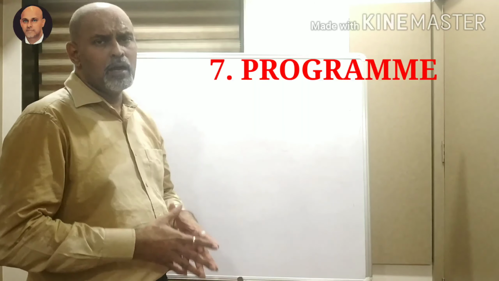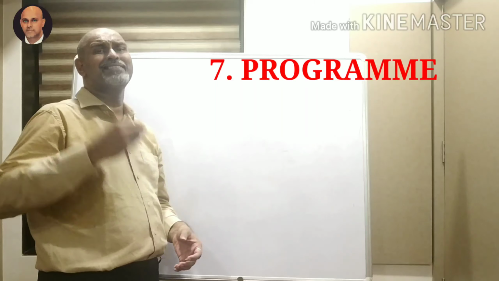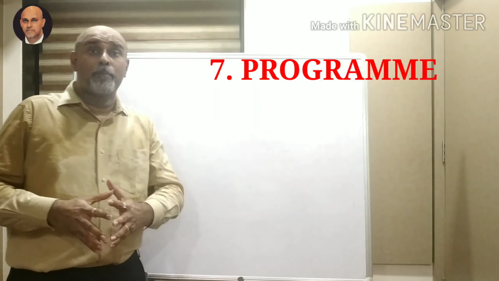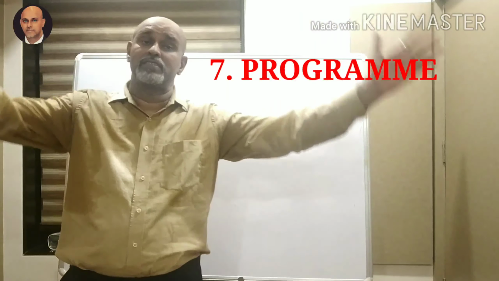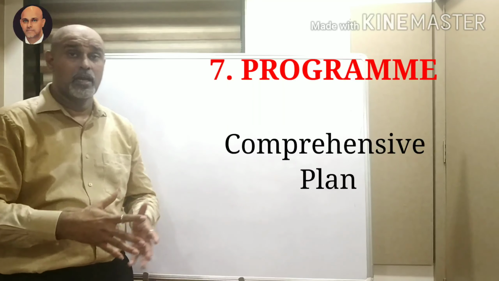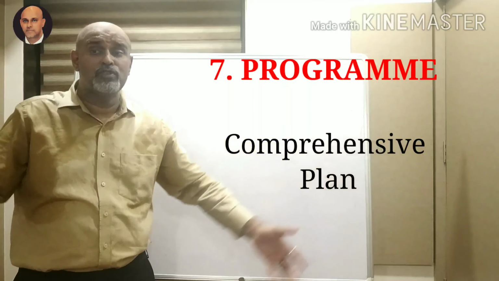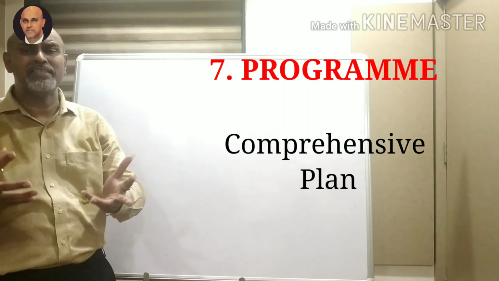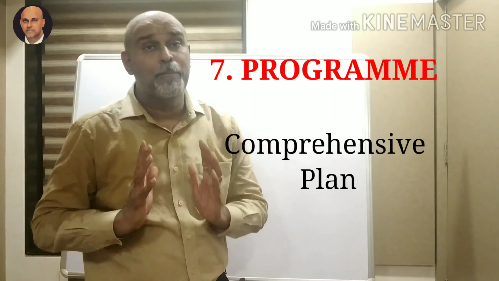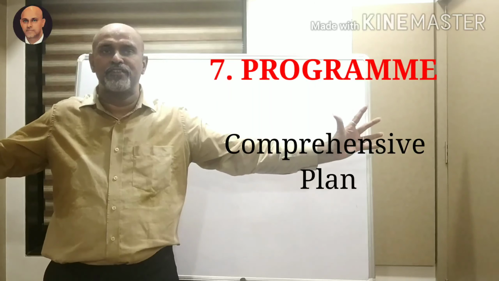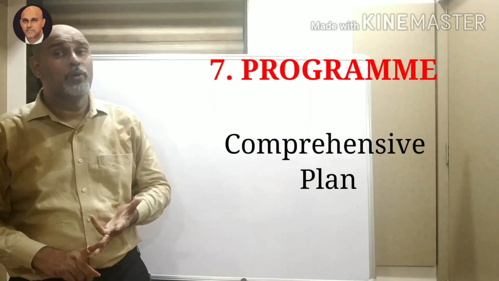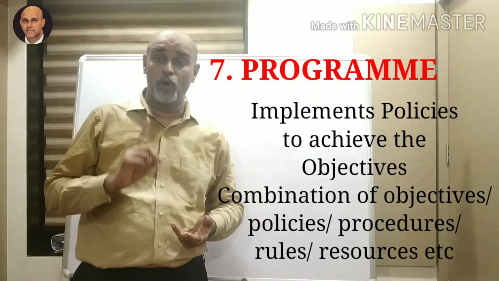From rule, I go to the 7th plan, that is known as a program. Now a program, if you see, has a lot of things. Let's say, for example, we had an annual day. There were many items, so it includes many things altogether. What we can say right now is that a program is a comprehensive plan. It covers a lot of plans together. What does it do? It implements policies to achieve the objectives.